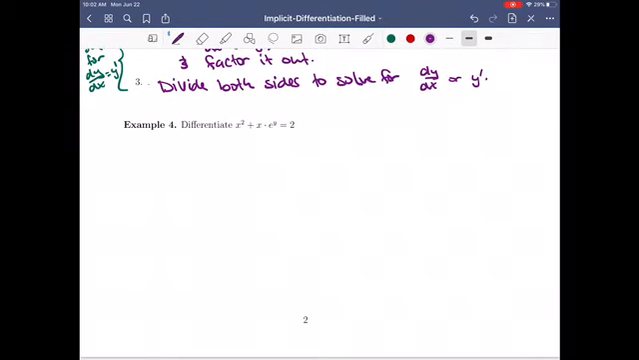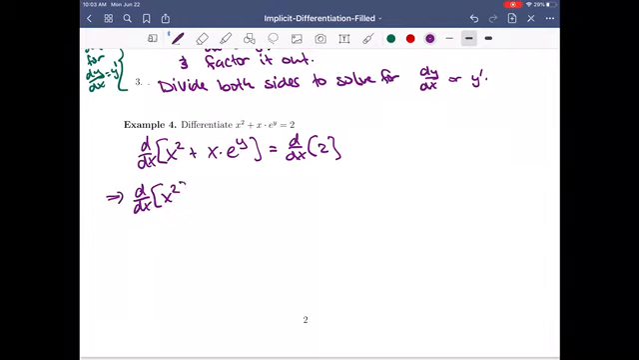Okay, so here we want to differentiate x squared plus x e to the y equals 2. So we differentiate both sides with respect to x. Okay, so on the left side, we can do these separately. On the right, we know this is 0 because it's a constant. So here, we're taking the derivative with respect to x, and everything in our brackets that we're taking the derivative of is dependent on x only.